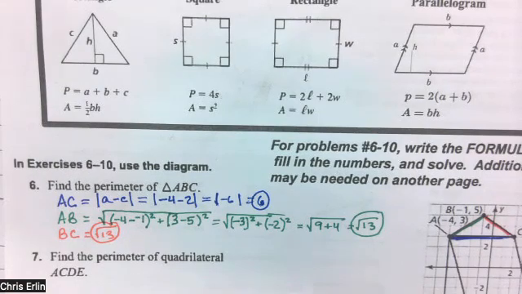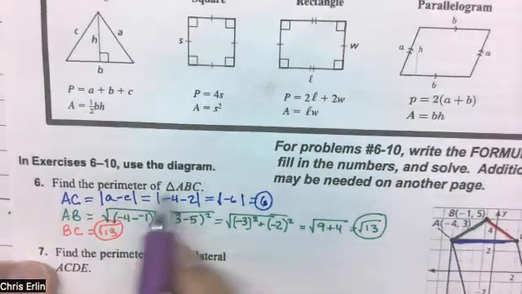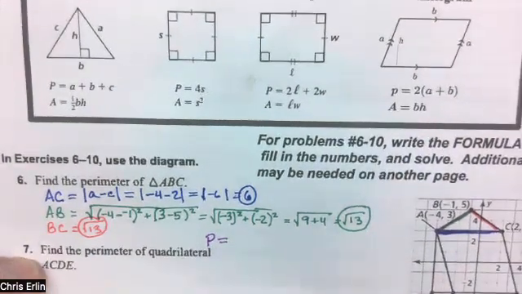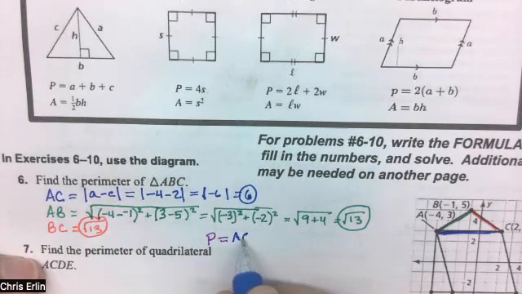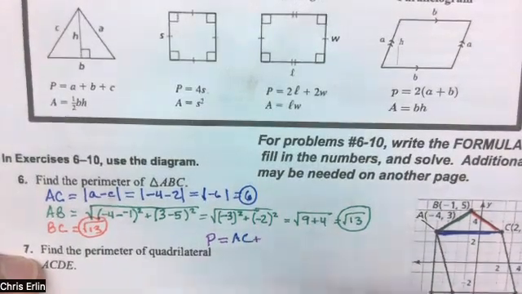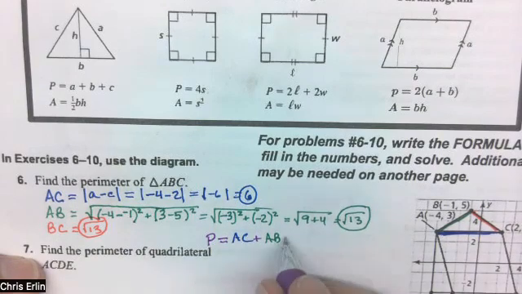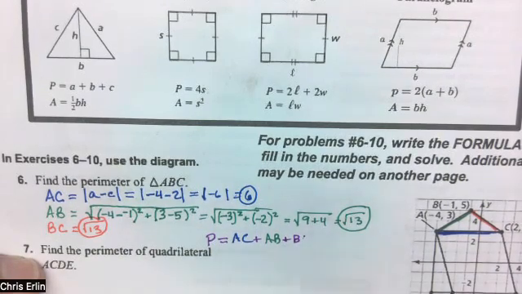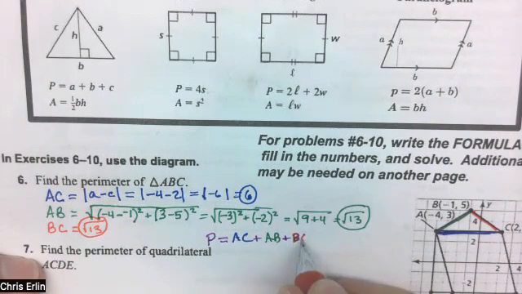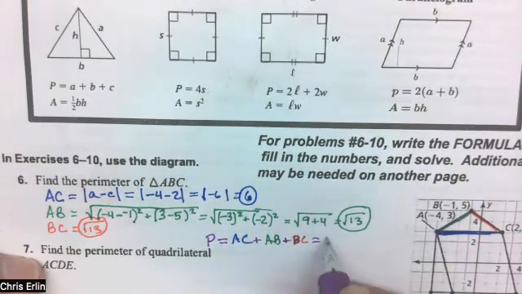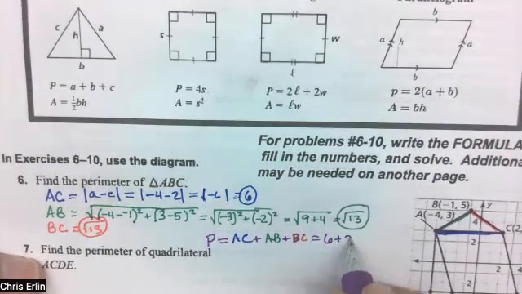Now, it asks for the perimeter. So now I'm going to say that the perimeter is equal to AC plus AB plus BC, oops. Which will equal 6 plus 2 times root 13.